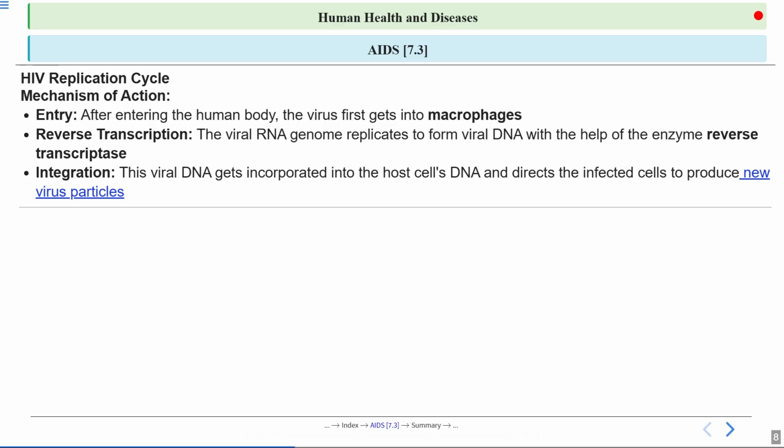Now, the next step is the integration. The viral DNA gets integrated into the host cell DNA. This step is crucial because it makes the infection long-lasting and hard to eliminate. You can see here the viral genome is now integrated into the host genome. And that's why it is very hard to eliminate.